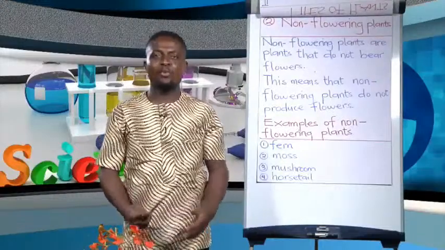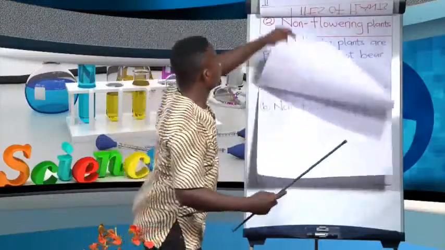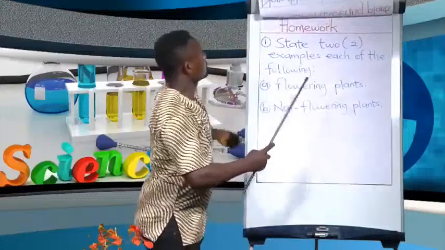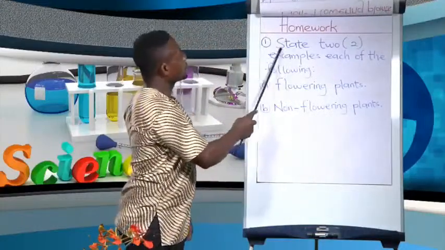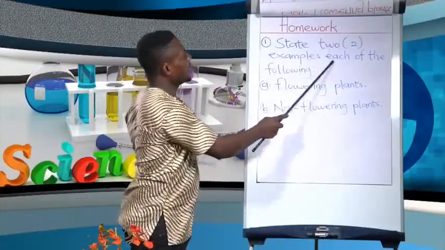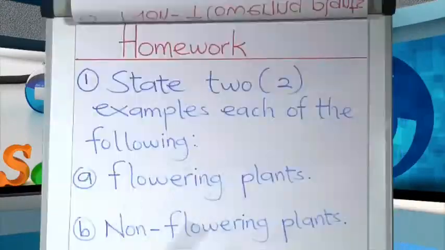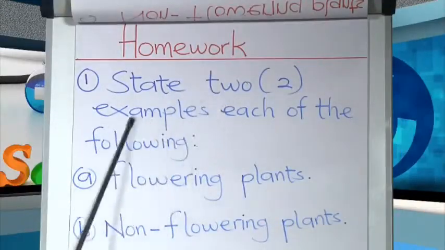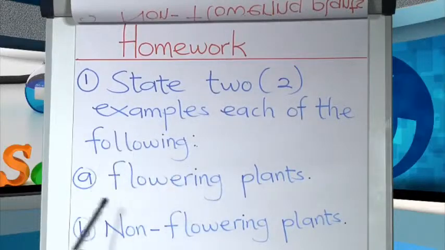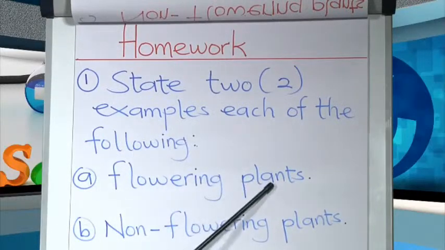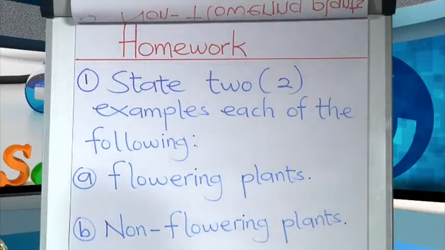Now take your homework books and pens and let's write this homework. Number 1, state 2 examples each of the following. Very simple. State 2 examples each of the following: A, flowering plants. B, non-flowering plants. Good.